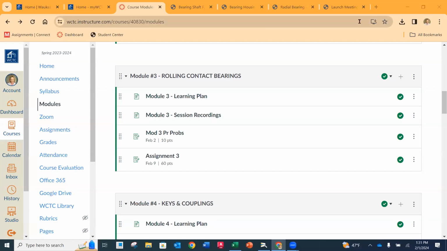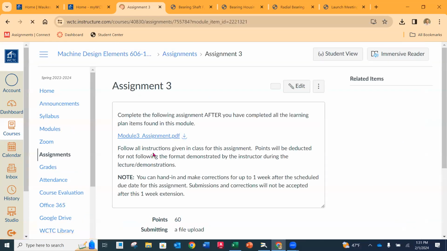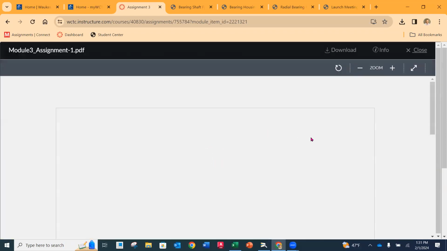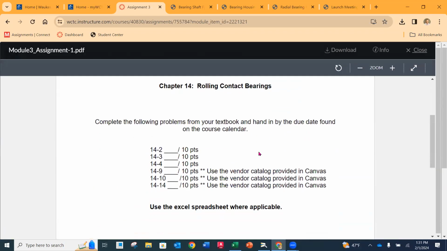Okay, so let's take a peek at our assignment. Assignment number 3 for rolling contact bearings is going to be found here. We're going to click on the assignment sheet and it's going to identify the problems that you're going to be doing. These are found at the end of the chapter, starting on page 587. And it says here, use the Excel spreadsheet where applicable.